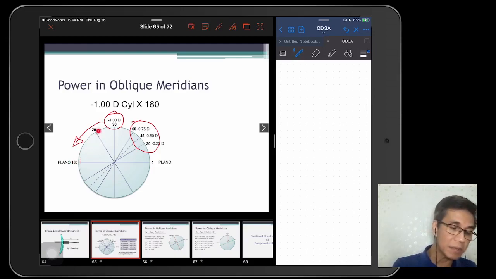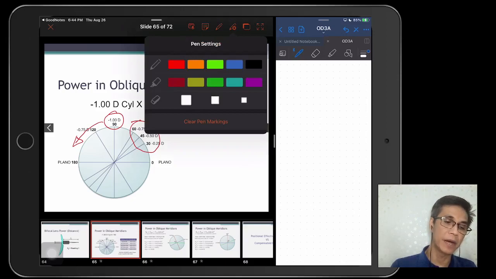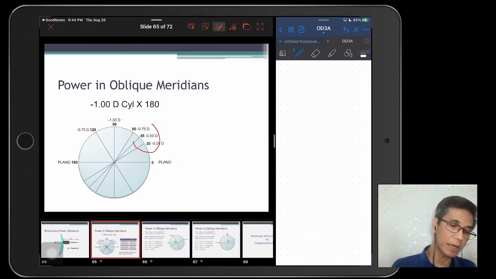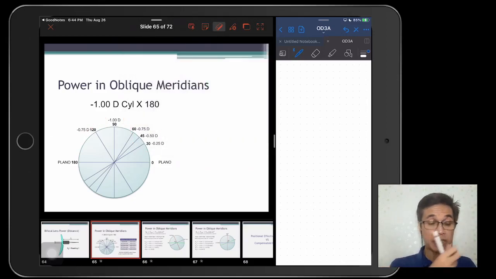So, pwede natin sabihin na ang 120th meridian, 60 degrees yan from the axis, will receive 0.75 of the cylinder power. So, burahin ko lang para mas malinis. So, it will receive 0.75 of the cylinder power.